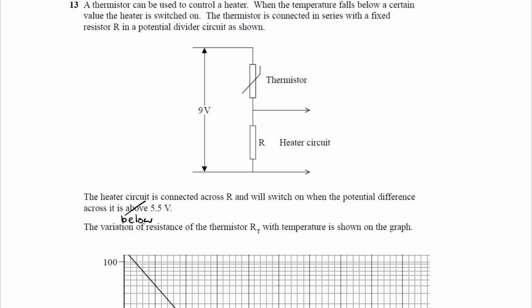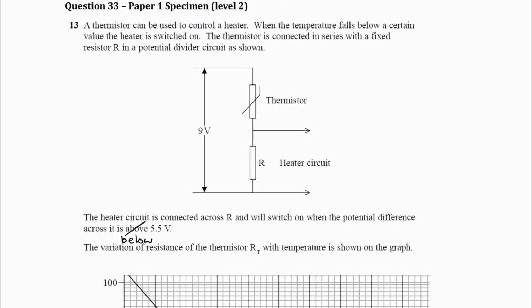So we have a thermistor that's being used to control a heater. And it says when the temperature falls below a certain value, the heater is switched on. So for our circuit, the temperature is falling. If the temperature of a thermistor falls, then its resistance will rise. So the resistance of the thermistor rises.